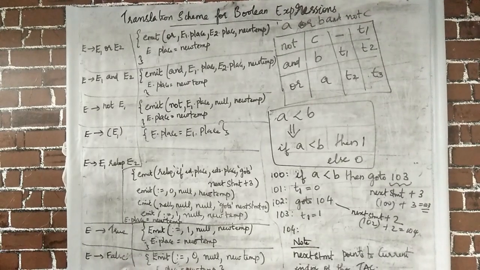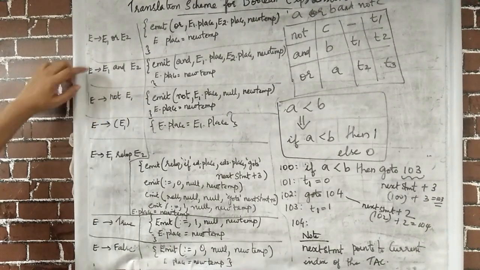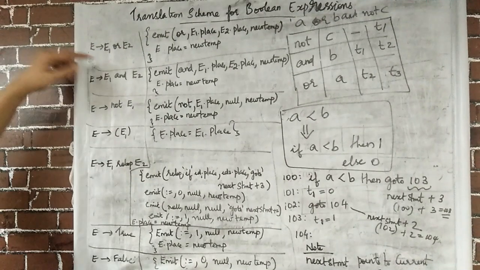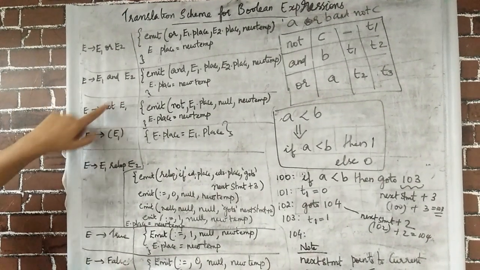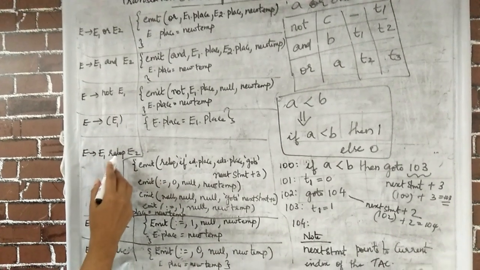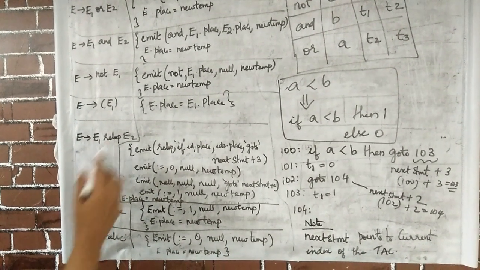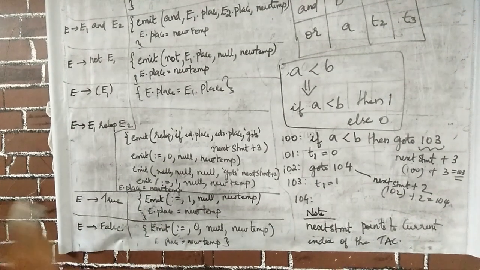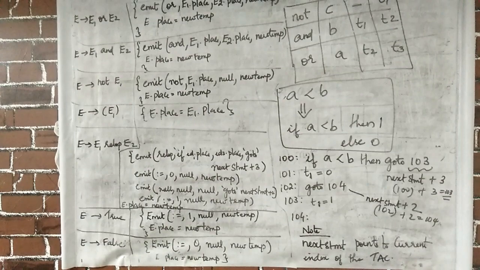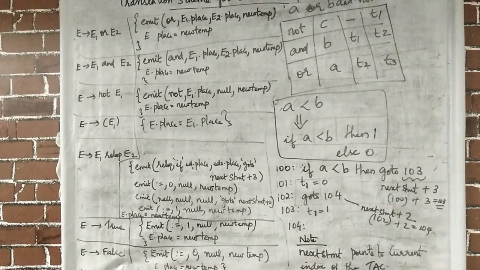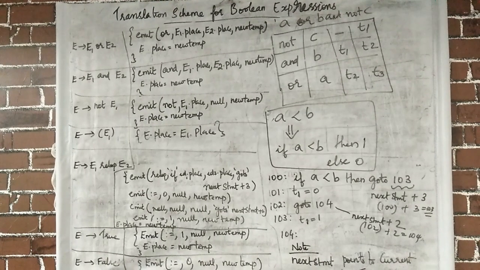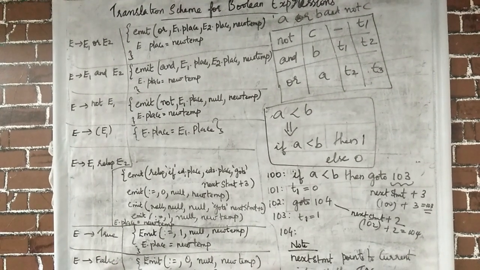Consider the grammar. These are the production rules of the grammar, for example for Boolean expressions. E produces E1 or E2. E produces E1 and E2. E produces not E1. E produces E1 relational operator E2. E produces true, and E produces false. So these are the expressions involving Boolean operators, therefore it is a Boolean expression, right? Let us see how we can write a translation scheme which is capable of generating the three address code or quadruple for the given Boolean expression.